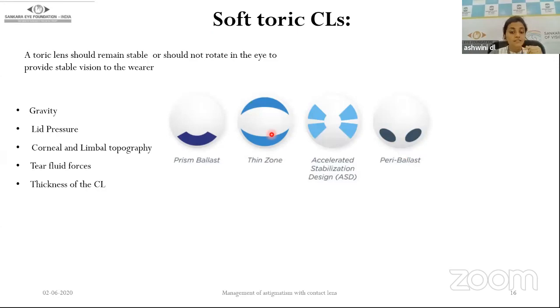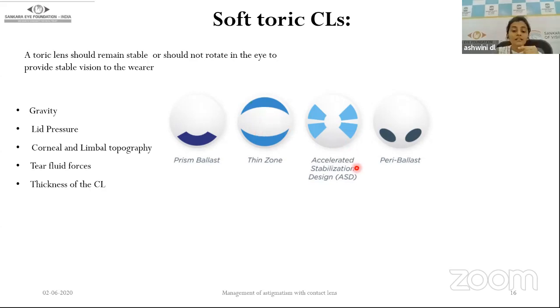And then the double slab, in which the stability is maintained in the vertical meridian. That is, the superior part and the inferior part of the contact lens are made very thick compared to the rest, because of which the lens will be stable.